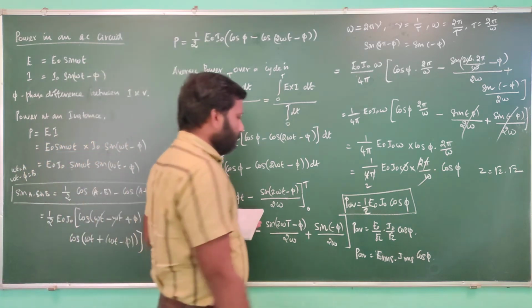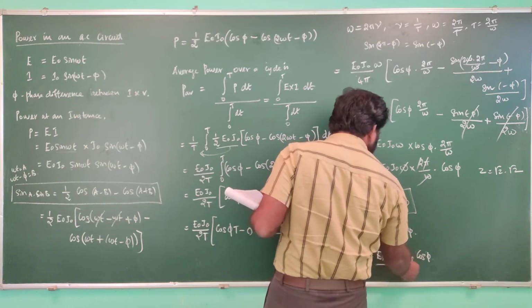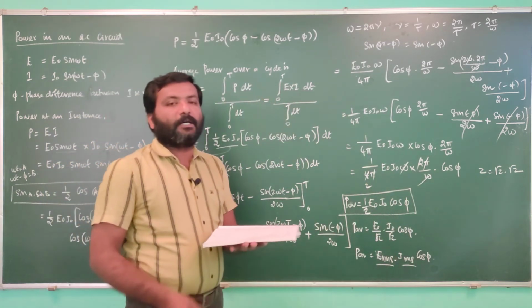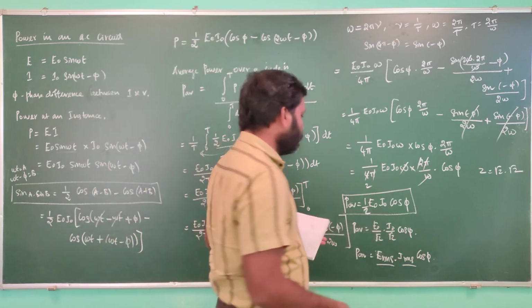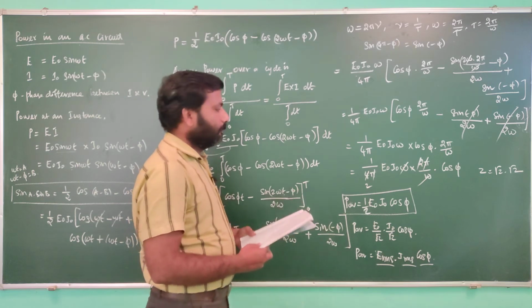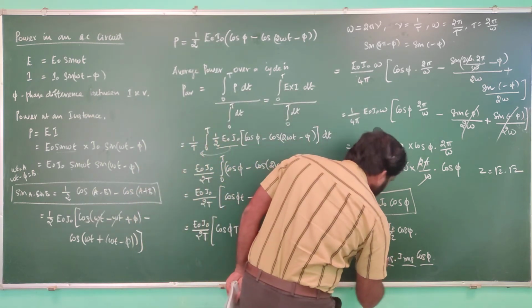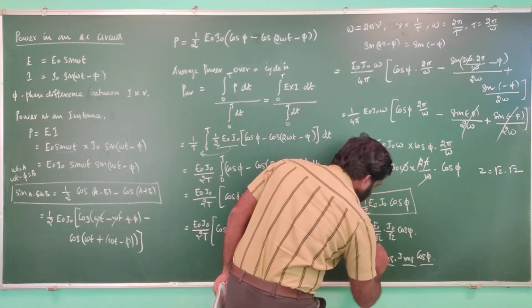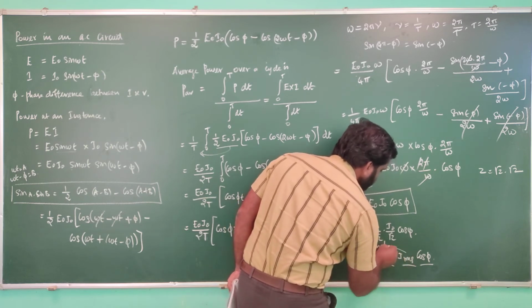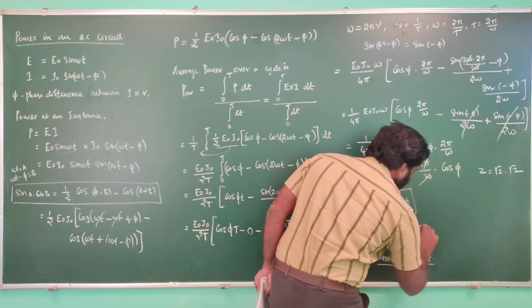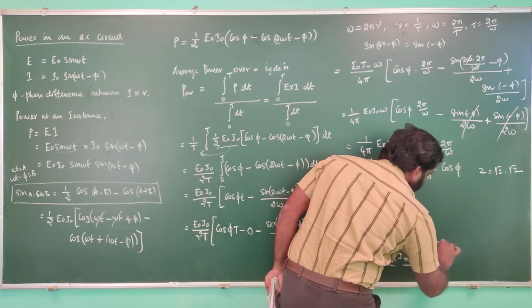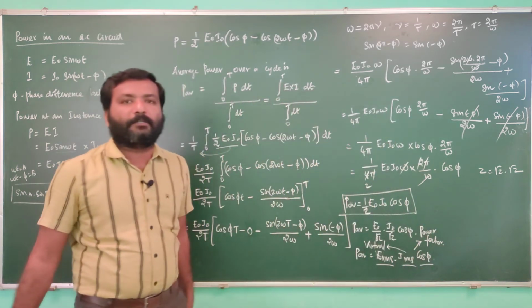Here this E RMS and I RMS are said to be virtual voltage and virtual current, and this cos pi is called power factor. Okay, so this is virtual voltage. This term is said to be virtual voltage, and this term is said to be virtual current, and this is called power factor.